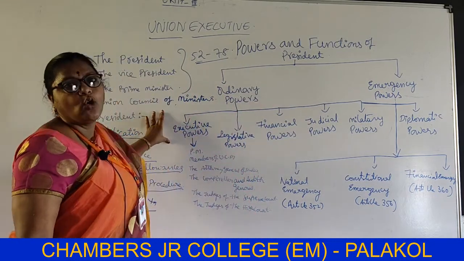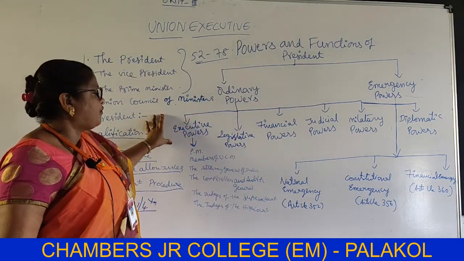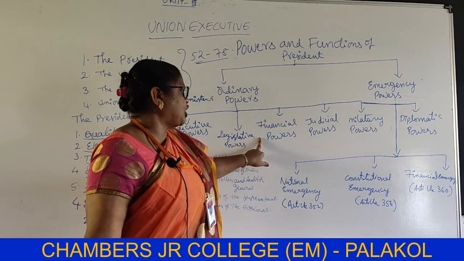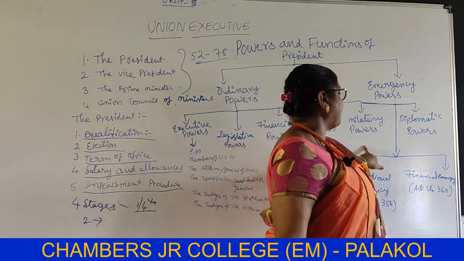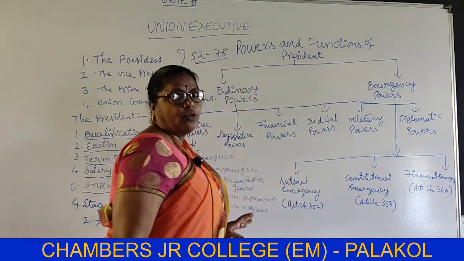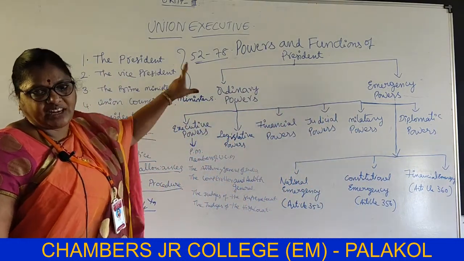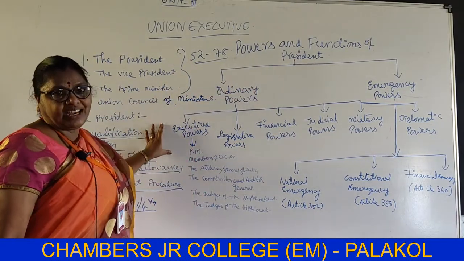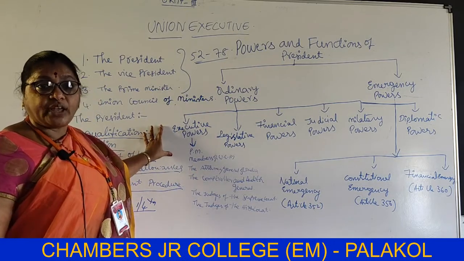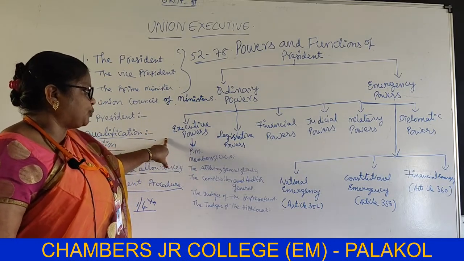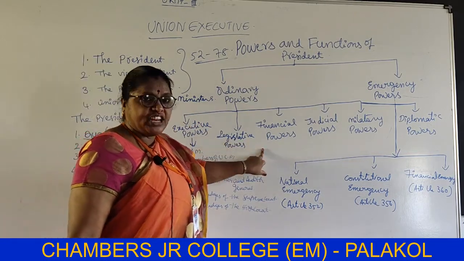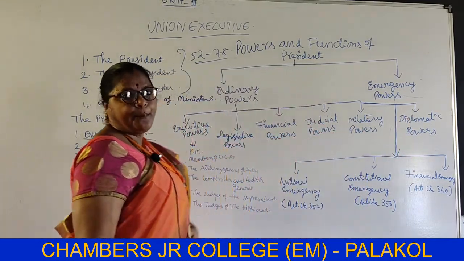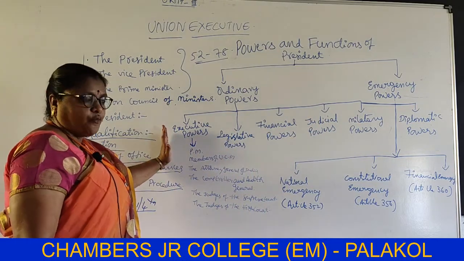Ordinary powers again have 5 types. What are they? Executive powers, legislative powers, financial powers, judicial powers, military powers and diplomatic powers. Once again, see how many powers he has. Actually he has 2 powers: ordinary powers and emergency powers. Here ordinary powers are divided again into types: executive powers, legislative powers, financial powers, judicial powers, military powers and diplomatic powers. And that is the first one.